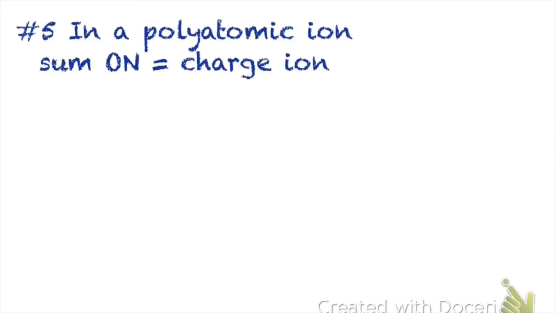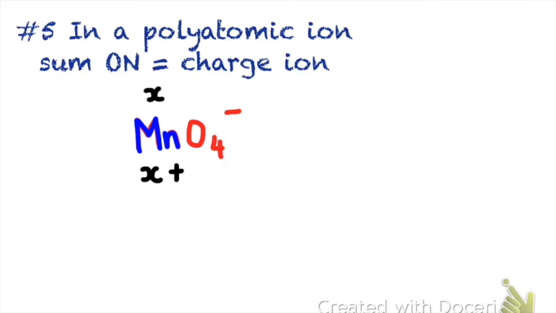And then the last rule: in a polyatomic ion, the sum of the oxidation numbers is equal to the charge of the ion. Let's look at an example, the permanganate ion, MnO4-, and focus on the Mn. We don't know what that is, so we'll call it X. There's 1 X, so we put X underneath. Oxygen has an oxidation number of -2. There are 4 of them, so it contributes -8.